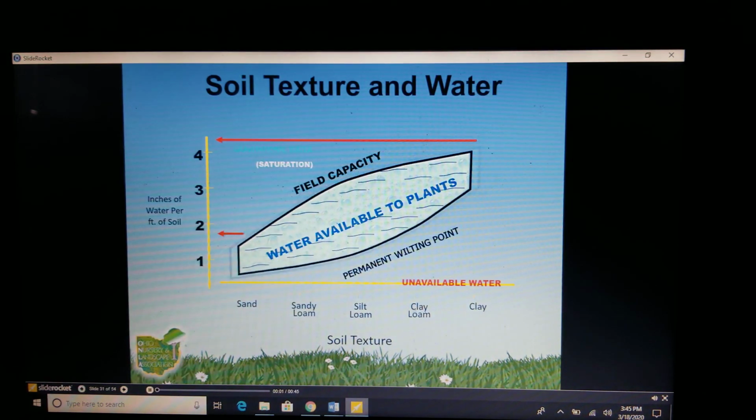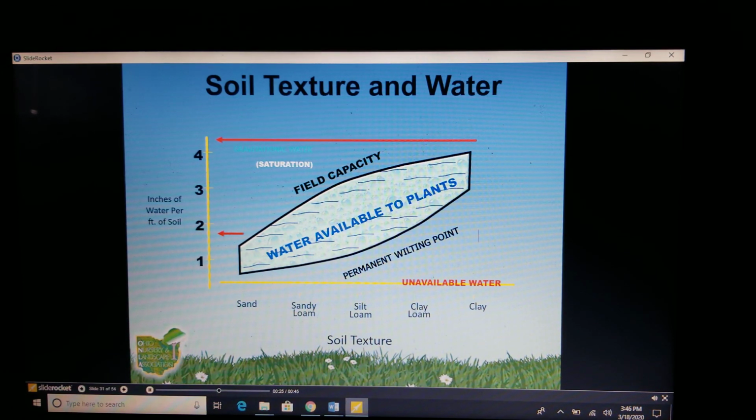Soil texture has a direct impact on water movement and retention in the soil. This graphic shows the relationship between soil texture on the x-axis and the water in the soil, shown on the y-axis. Gravitational water is the water that remains in soil after all water has been drained by gravity. Field capacity is reached when all the water has drained from the soil by gravity, but the soil is still moist.